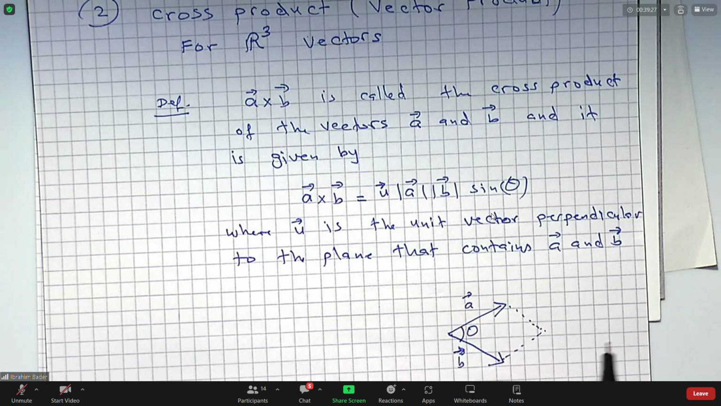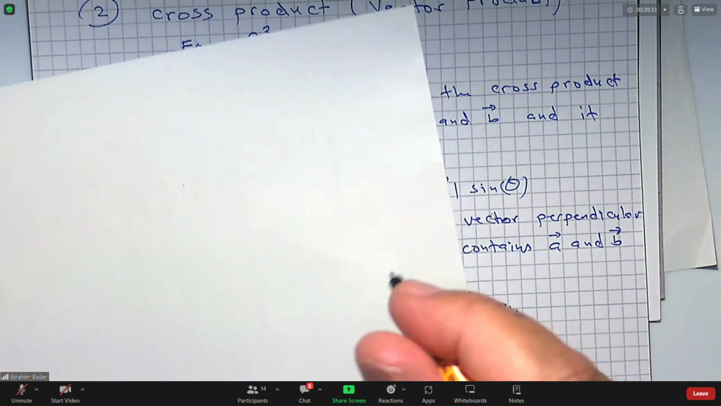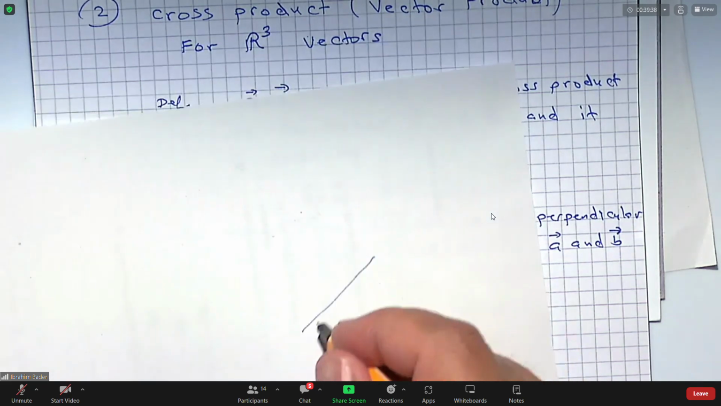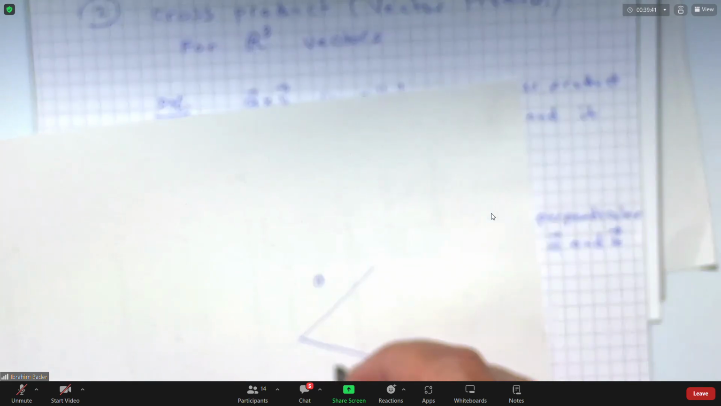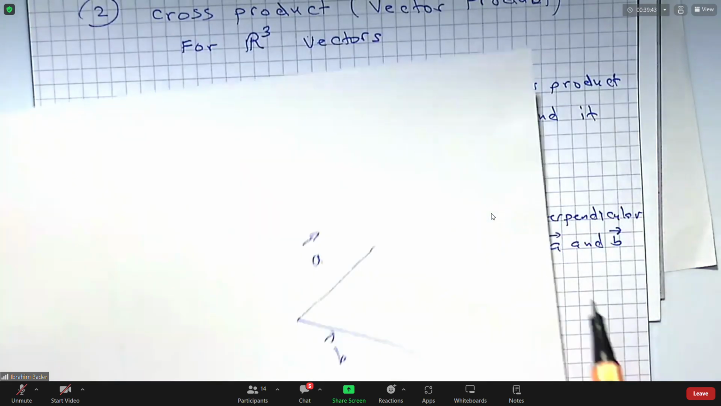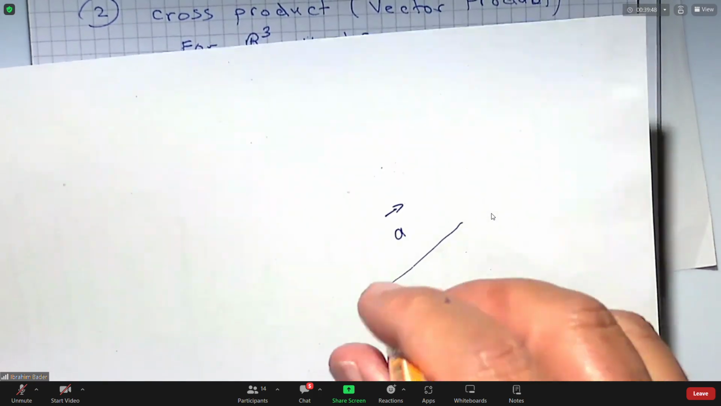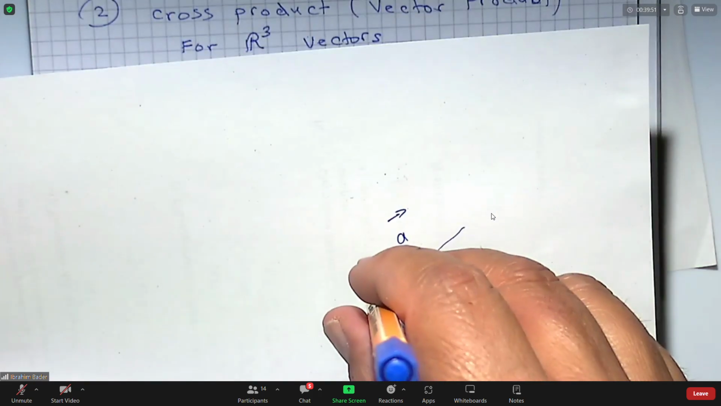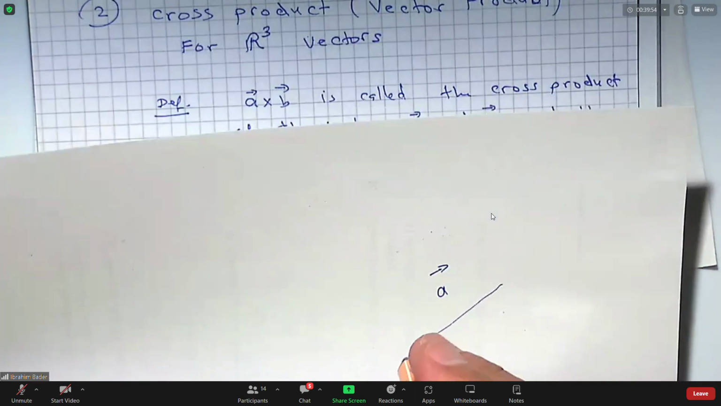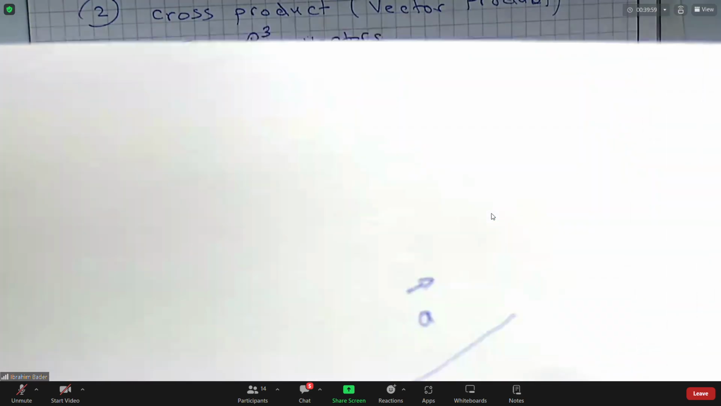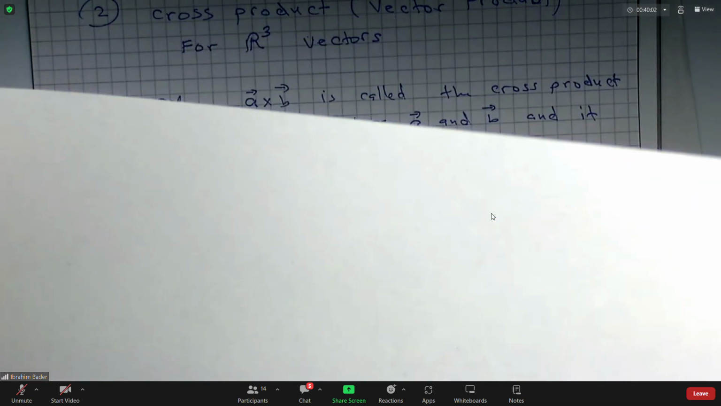Now, I hope you can see it. If this is the plane that contains these two vectors, A and B, a vector that is perpendicular to it, unit vector means a vector with magnitude 1, could be this vector. So this is the pen, which is perpendicular to this plane. I hope you can see it. Or it can also be from down, the vector perpendicular from the other side to this paper, okay?